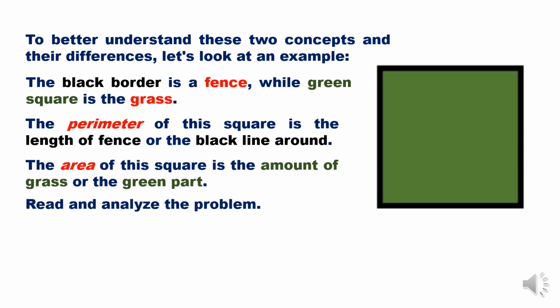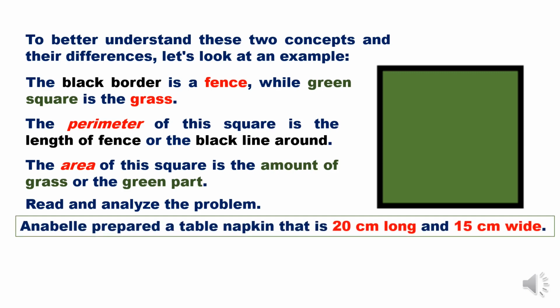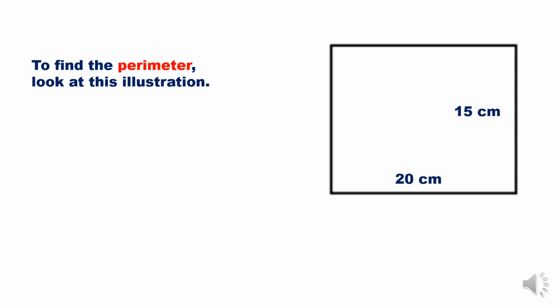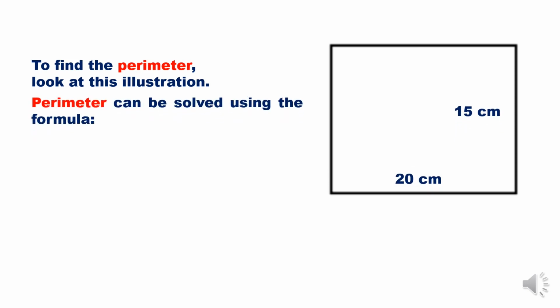Read and analyze the problem. Annabelle prepared a table napkin that is 20 centimeters long and 15 centimeters wide. What is its perimeter? And what is its area? To find the perimeter, look at this illustration. Perimeter can be solved using the formula: perimeter equals 2 length plus 2 width.